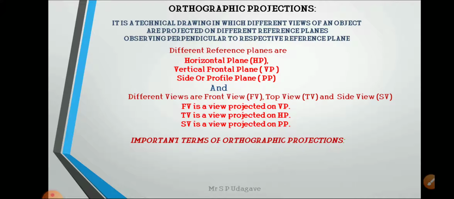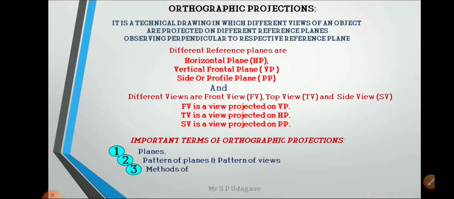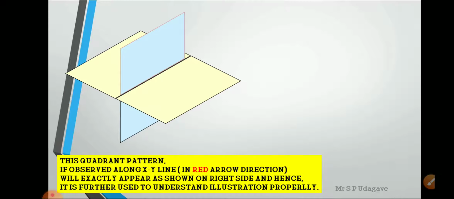The important terms of orthographic projections are mainly three. The first one is the different types of planes, the second is the patterns of planes and patterns of views, and the third is the method of drawing in orthographic projection. So first we go through the planes.